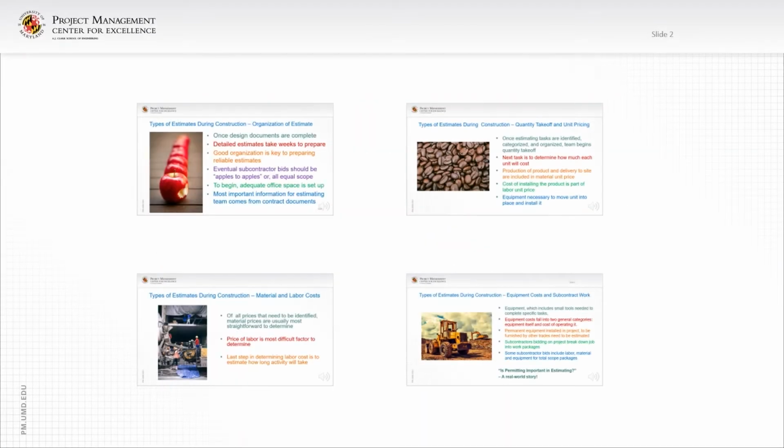This module is all about estimating project costs and types of estimates during construction. We're going to focus on 4 items: organization of estimate, quantity takeoff and unit pricing, material and labor costs, and finally, equipment costs and subcontractor work. And wrapping up with a real-world story about, is permitting important in estimating? So let's get started.